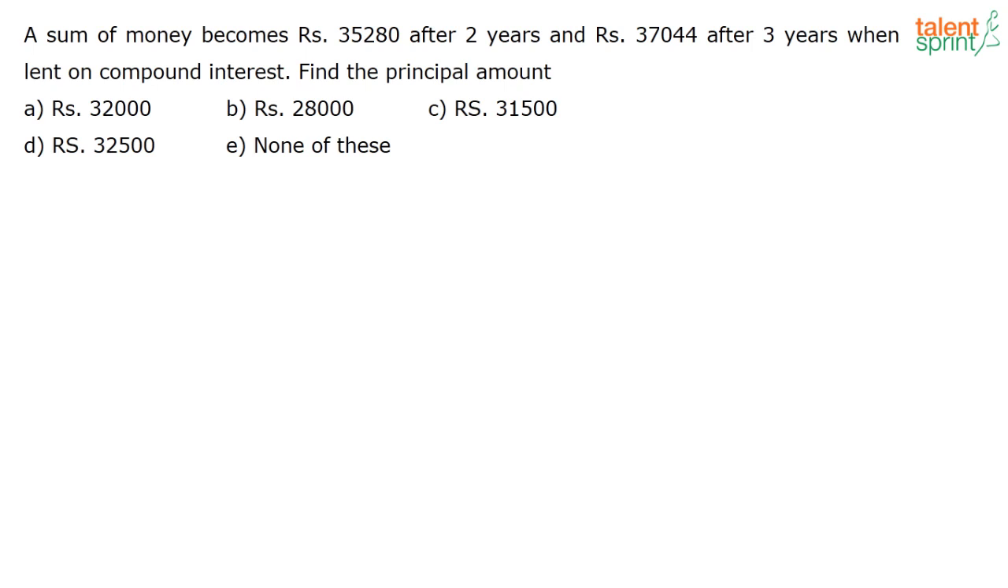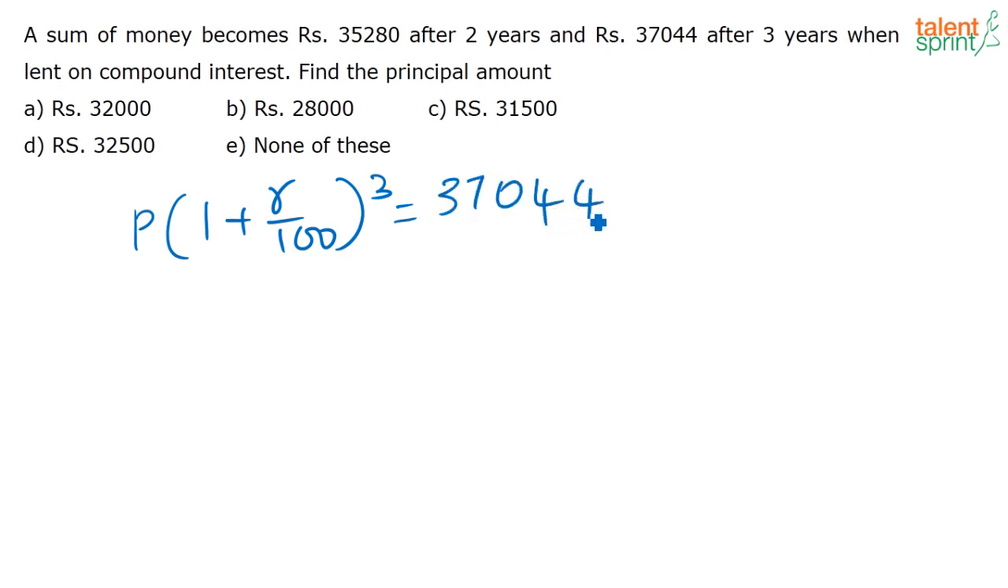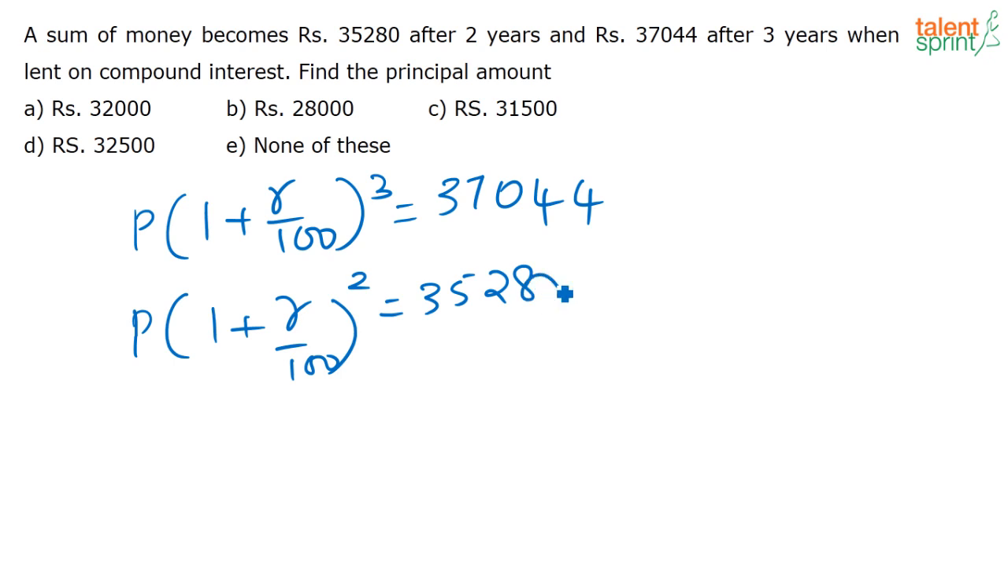See what is given. There is a sum of money lent on compound interest for 3 years. So P into (1 plus R by 100) whole to the power 3 is the amount that I get after 3 years, and that is equal to 37044. Now the amount after 2 years, same principal, same rate of interest, is equal to 35280. You have to find the principal amount.